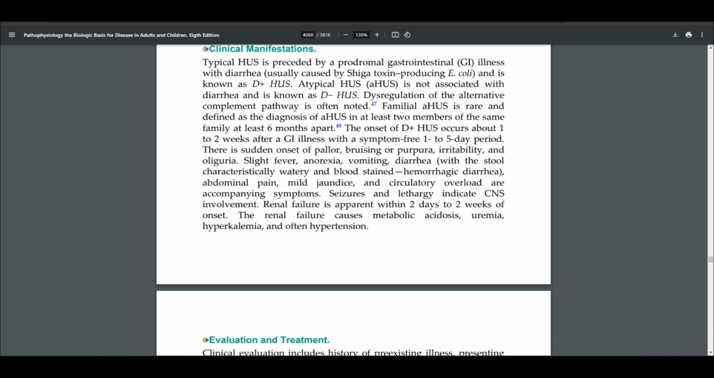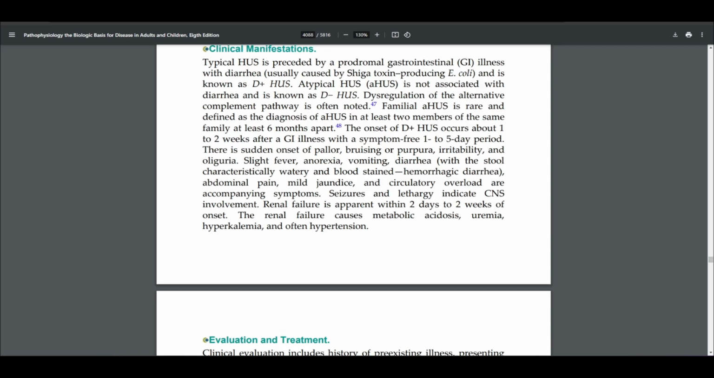The onset of D plus HUS occurs about 1 to 2 weeks after a GI illness with a symptom-free 1 to 5 day period. There is a sudden onset of pallor, bruising or purpura, irritability, and oliguria. Slight fever, anorexia, vomiting, diarrhea, with the stool characteristically watery and blood-stained, hemorrhagic diarrhea, abdominal pain, mild jaundice, and circulatory overload are accompanying symptoms.